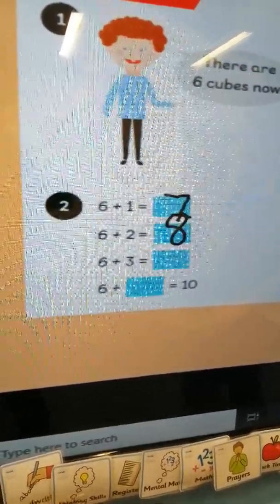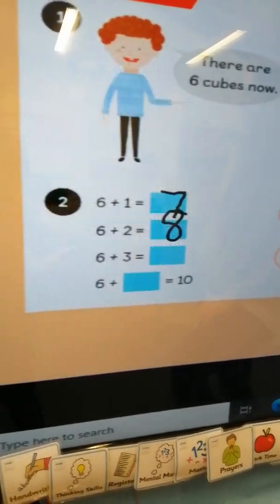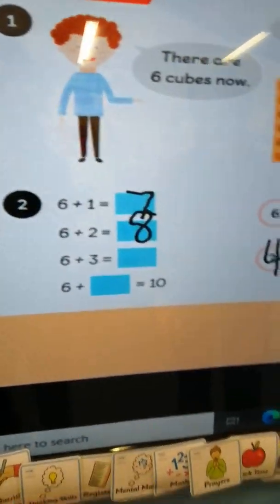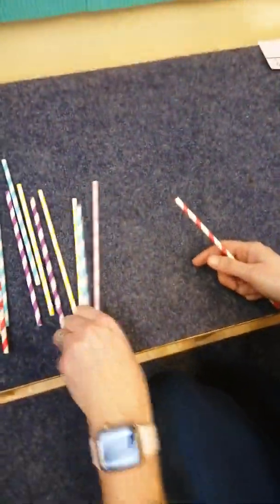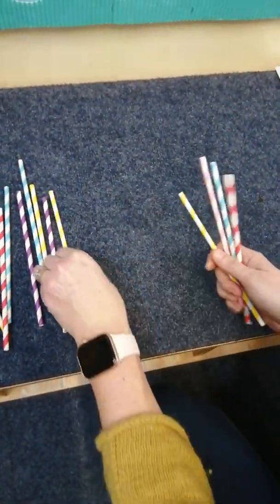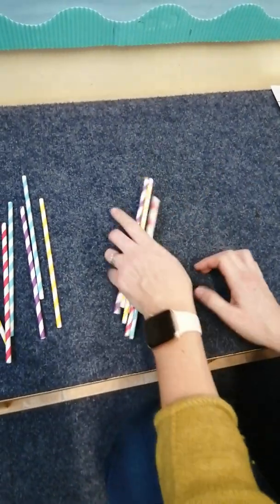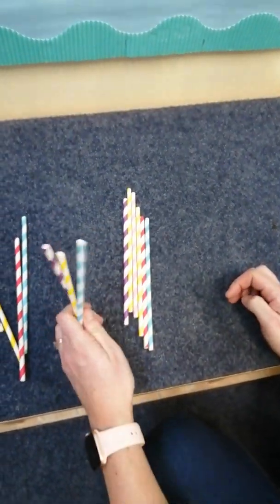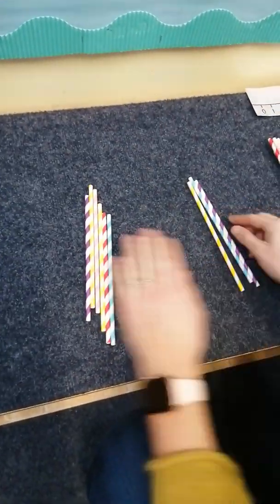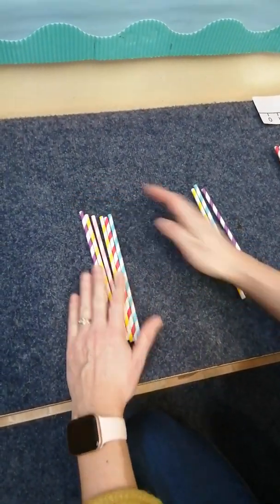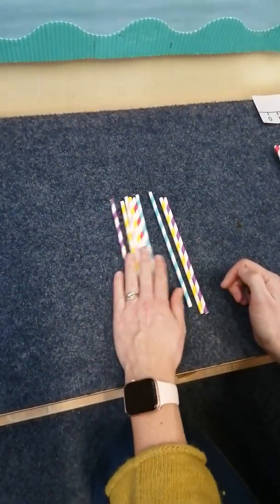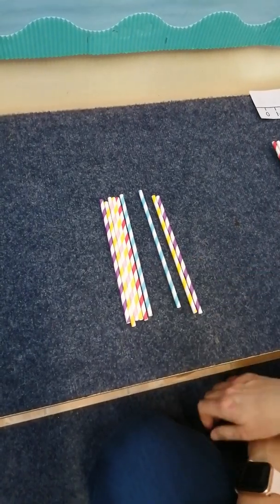Right, I think I'm going to use the straws for this one. Let's see if I can get it right. I need 6 as one part. So I count these carefully. 1, 2, 3, 4, 5, 6. 6 is one part. And I need 3 as my other part. 6 and 3. Do those quite make 10? 6, 7, 8, 9.